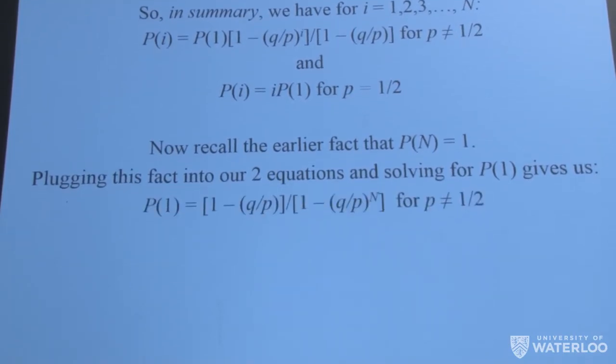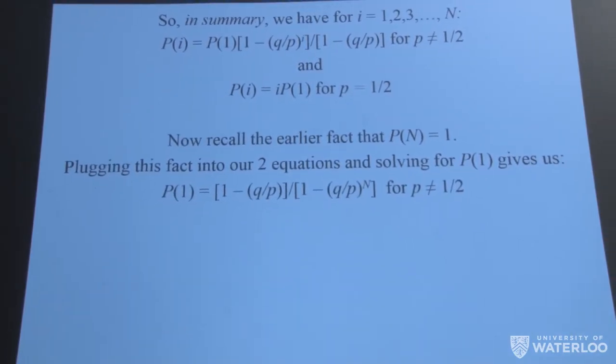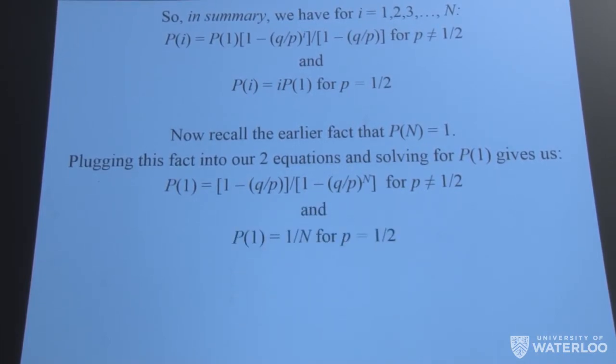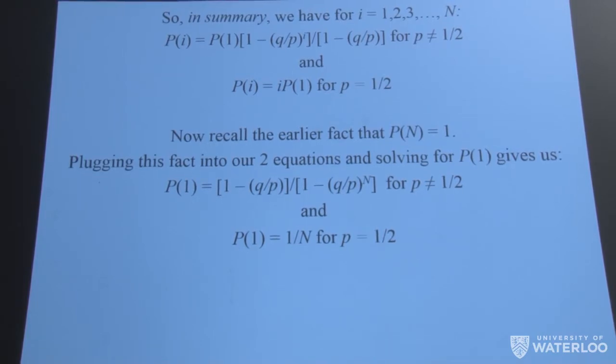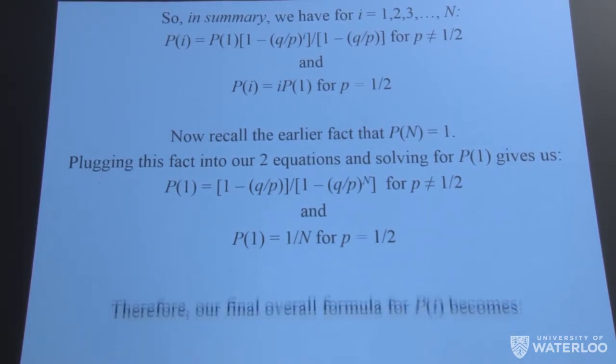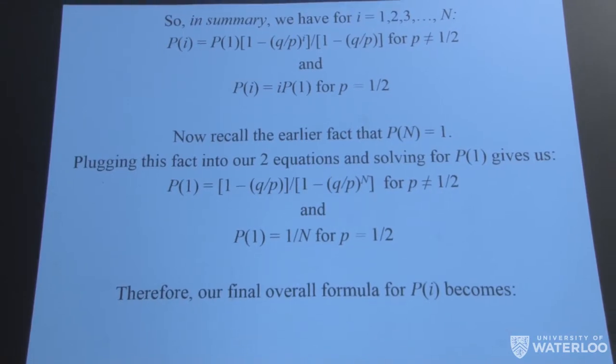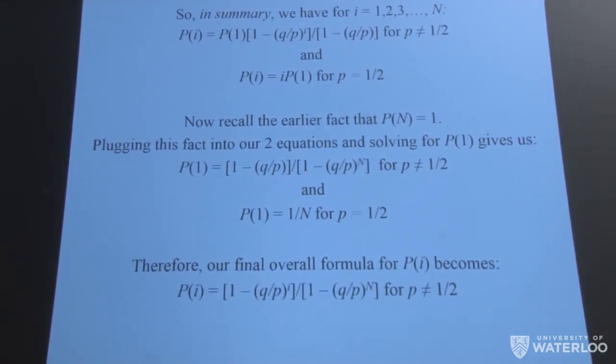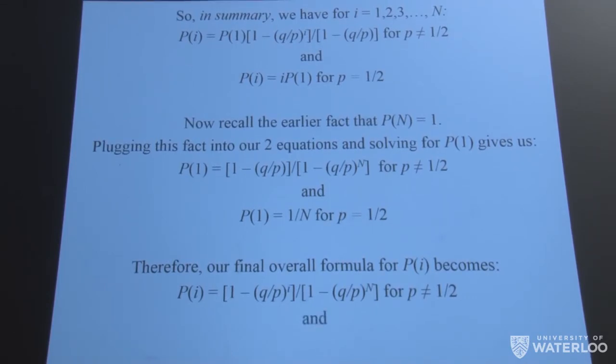If we do that, we end up finding that p of 1 in the one case is simply this expression that you see here. And obviously it's simpler in the case where p is equal to half: p of 1 is nothing more than 1 over n. So bottom line here, our final overall formula for the gambler's ruin problem is this very nice formula that you see here in the case where p is not a half, and very simply i over n if p is equal to a half. Okay?